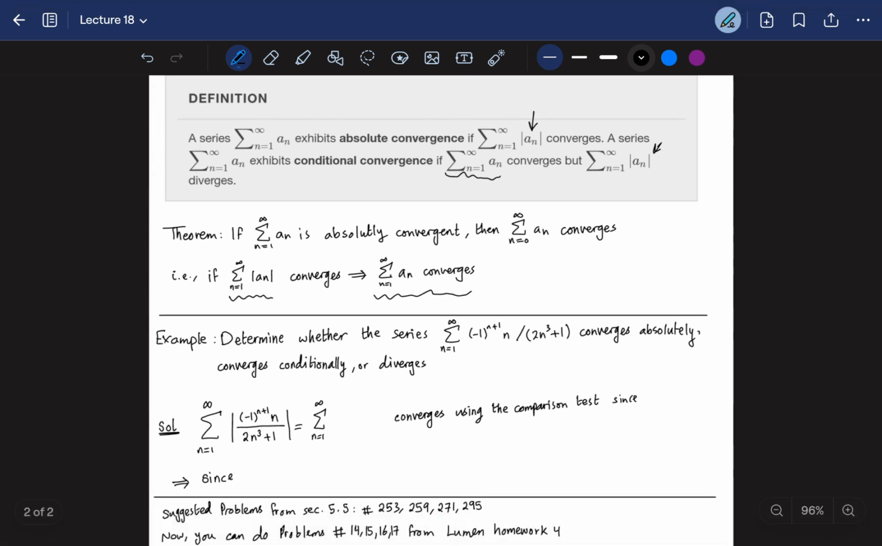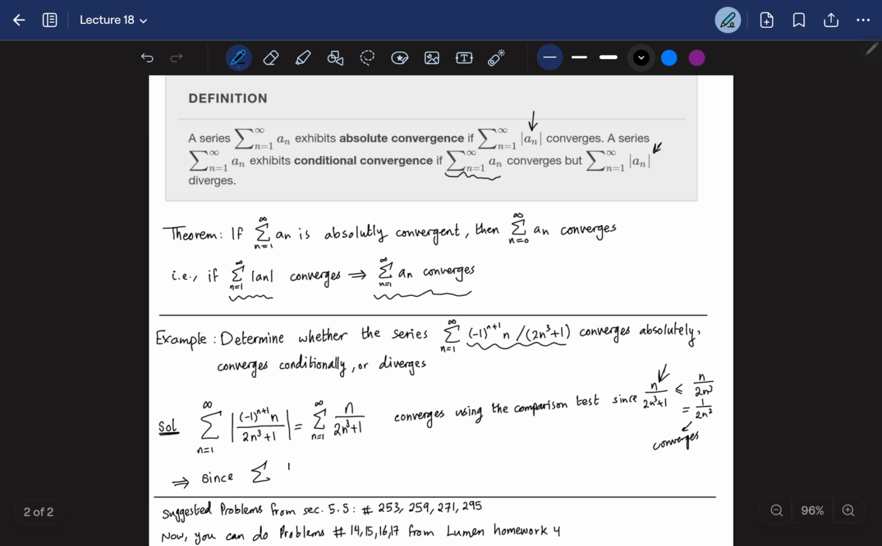Okay, so let's look at this alternating series. I want to identify whether it converges absolutely, conditionally, or if it diverges. The first step when we want to identify the type of convergence is taking an absolute value. Once you take an absolute value for your alternating series here, you're going to get n over 2n^3 plus 1. Now, you can tell that I can compare it to 1 over n^2. Using the comparison test, n over 2n^3 plus 1 is less than n over 2n^3, because I'm making the denominator smaller, which is equal to 1 over 2n^2. Now this, using the p-series test, converges. Since the bigger series converges, by the comparison test, the smaller series converges.